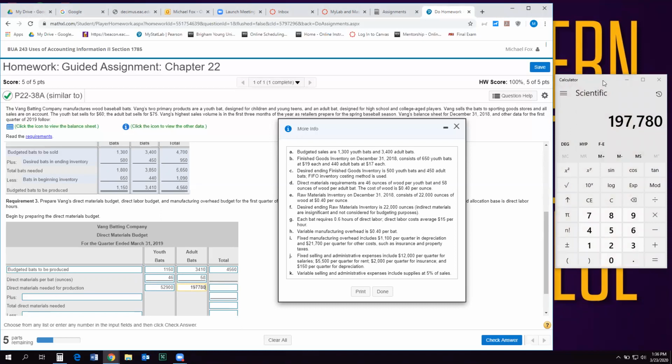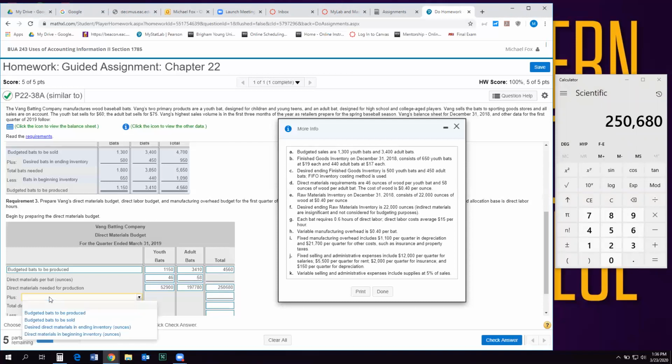And then our total direct materials needed will be 197,780 plus 52,900 for a total of 250,680. All right. So now we know how much material we're going to need for production, plus we're going to add the amount that we want to have left over in our ending inventory. Like you always want to have some materials left over so you're not starting the next month with nothing. So we're going to say desired direct materials in ending inventory.